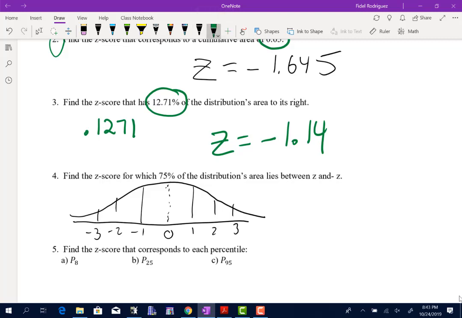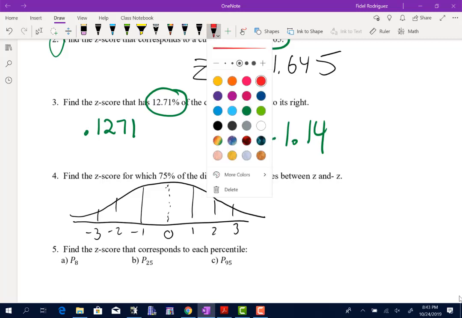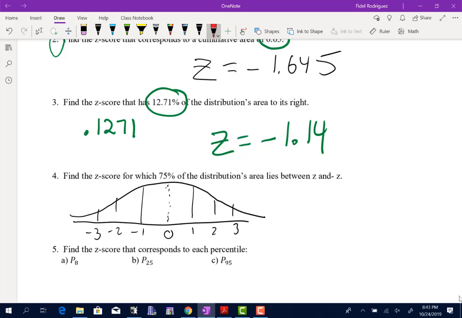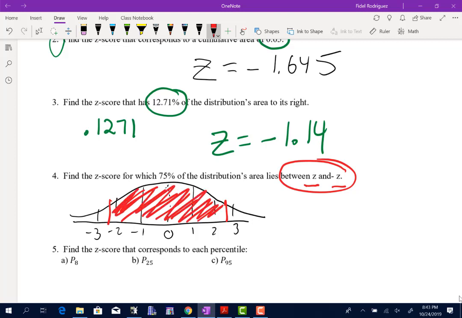Okay, so let's see if we can figure out what that even means. They're saying that 75% of the area is going to lie between two numbers that are the same, except one of them is positive and the other one is negative. I don't know exactly where this number is going to be. I'm going to cut one here and one here, and it's telling me that this area here in the red is going to be 75%. Isn't that saying the same thing as that area there is going to be 0.75?